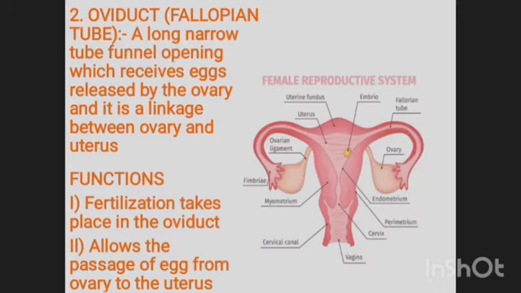So what is the function of this? The function is that fertilization takes place in the oviduct. Fertilization takes place where? In the oviduct, in the fallopian tube. And number two, it allows the passage of the egg from the ovary to the uterus. That is the function of the fallopian tube.